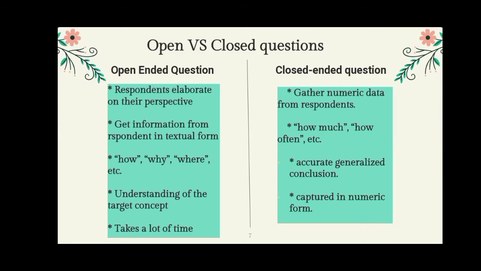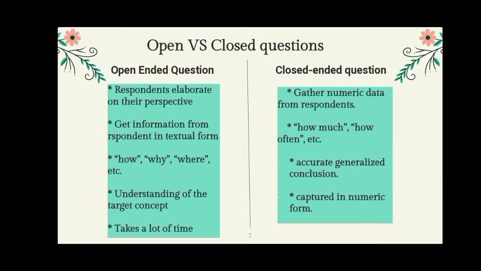The difference number 1 lies in the kind of answer we get. An open-ended question requires the respondents to elaborate on their perspective. However, with a closed-ended question, you get concise information. The difference number 2 is the kind of data that we get. That is textual versus numeric data. When you ask an open-ended question, you get information from respondents in textual form. However, when you ask a closed-ended question, you gather numeric data from respondents.